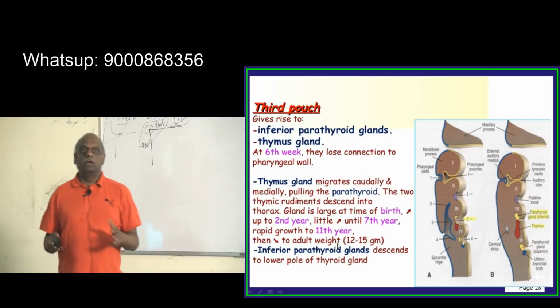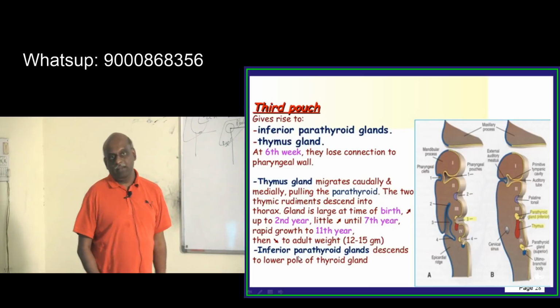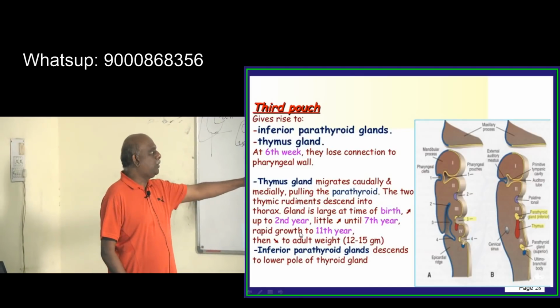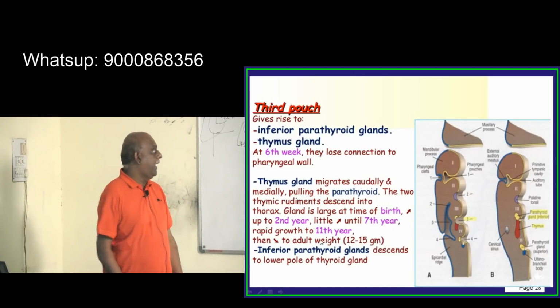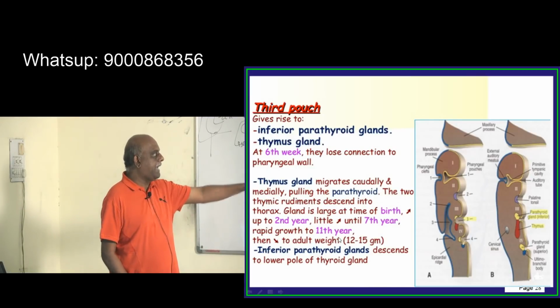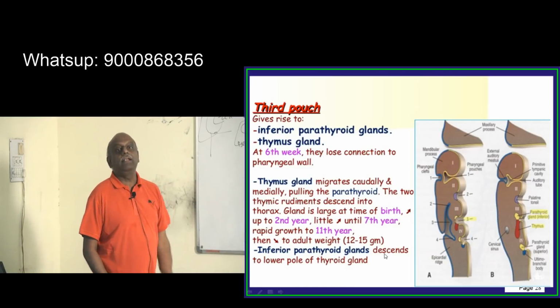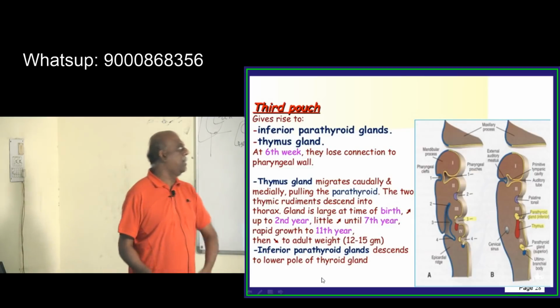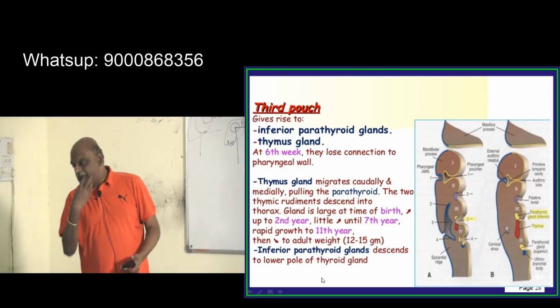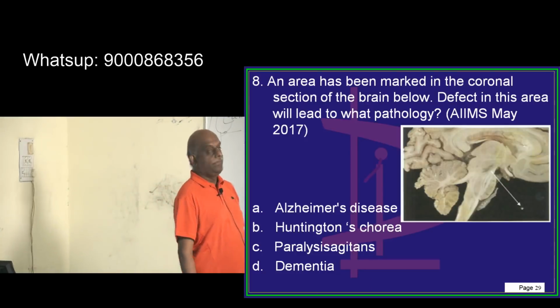And typically if you look at the thymus gland, it is large at birth and up to the second year, and it will typically show a rapid growth to the 11th year, and then to the adult weight it will be around 12 to 15 grams. That is the story of the thymus gland, and the thymus gland is caudally moved down, is what you need to remember.